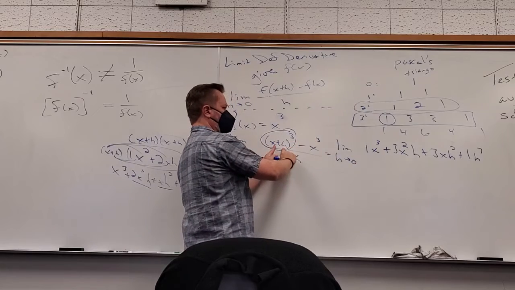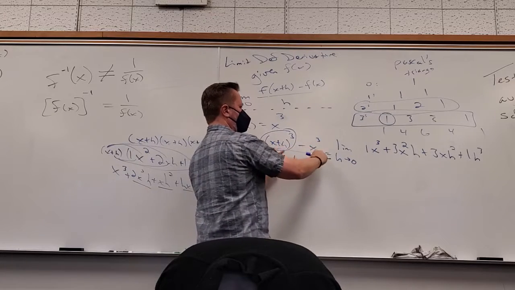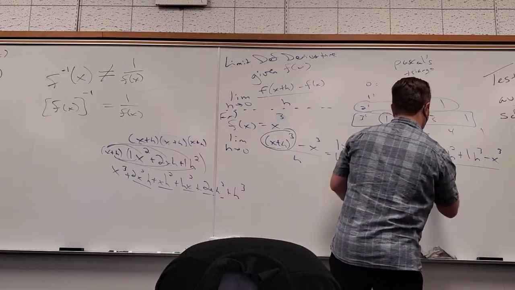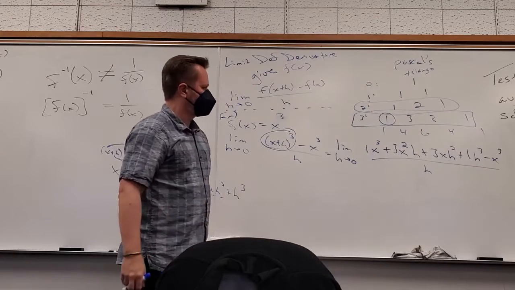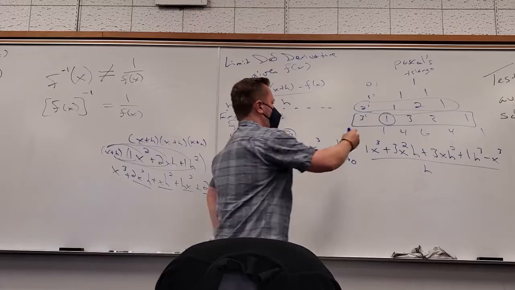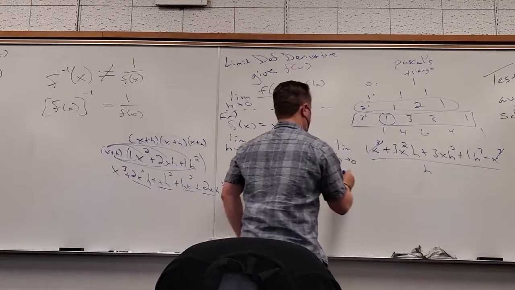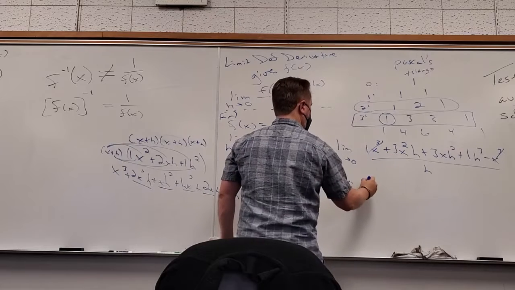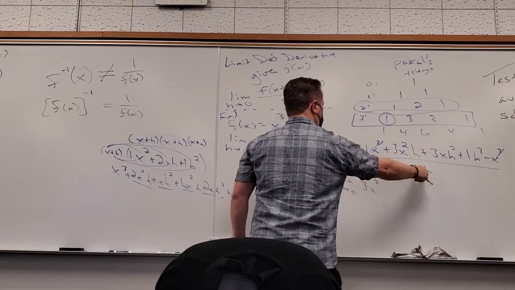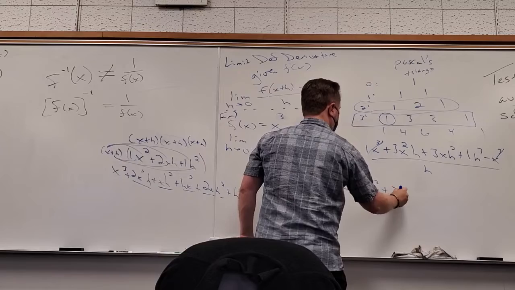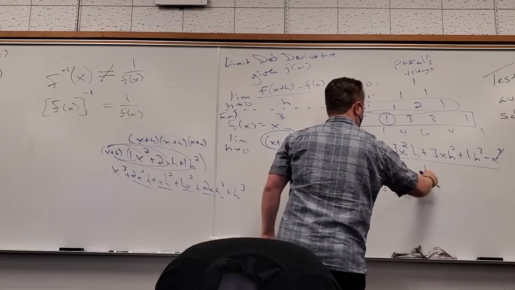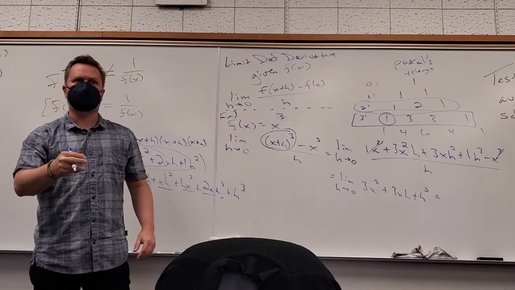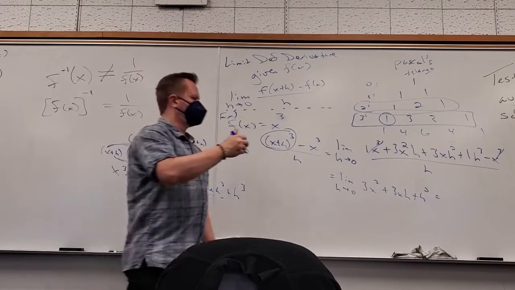So that's this, minus x cubed, over h. And of course, the x cubes cancel out. So let me go ahead and kill the h's at the same time. Is that cool? 3x squared plus 3xh plus h squared. And then of course, if you let h go to 0, that's just 3x squared.